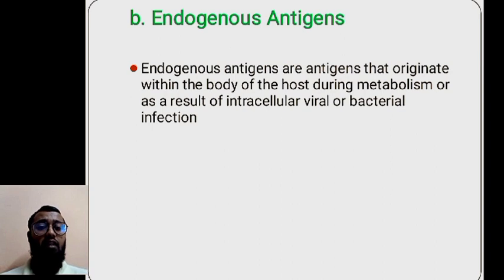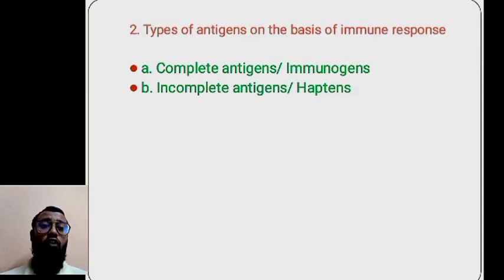So let's see the second type, after the types based on origin. The second type is based on the immune response. In the immune response category, antigens are subdivided into two types: complete antigen and incomplete antigen. We all know that the complete antigen is called an immunogen, and the incomplete antigen is called a hapten. Let's see it one by one.